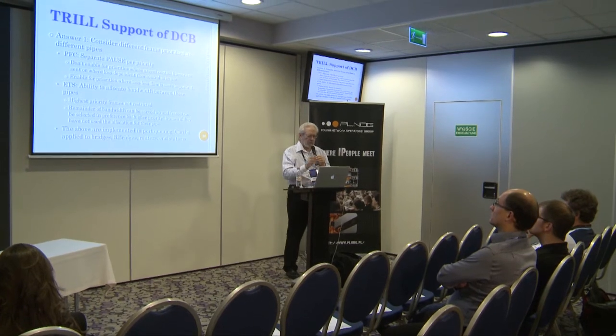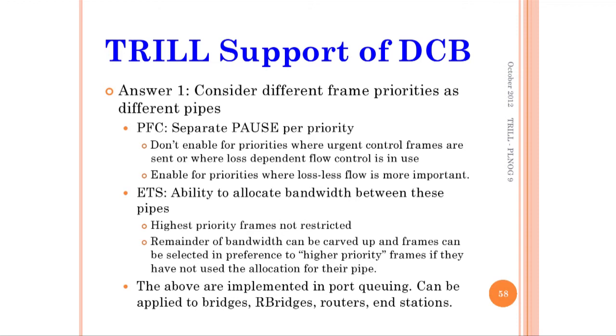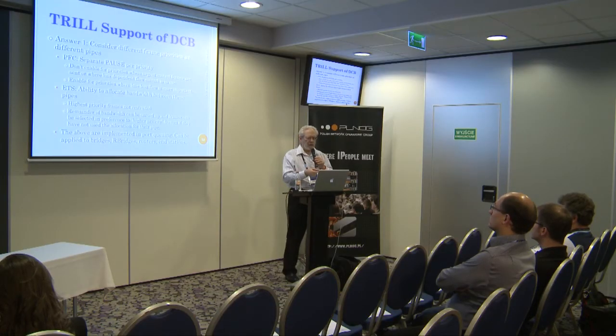So all these kinds of things are really pretty much implemented in the port queuing logic in each box. And they make perfect sense to implement on bridges or Trill routers or end stations. Any place where you have a queue going to a port, you could have multiple queues for different priorities, you can implement these features. And in my previous slide, I was showing peering between things at the same level, but peering is on a per protocol basis.